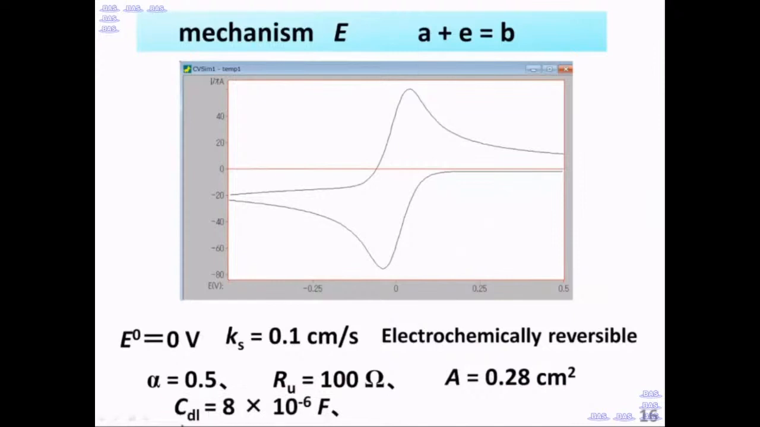CDL is the double layer capacitance. This parameter is reflected in the difference from ground level. With a larger CDL, the difference becomes bigger. This is a rather fast diffusion case.